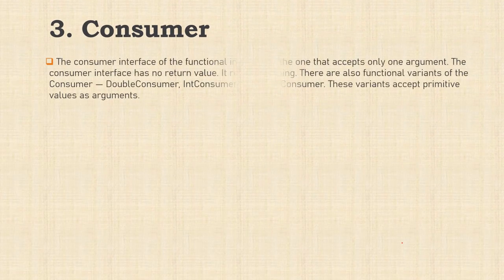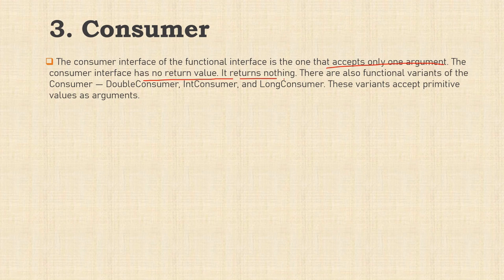So third will be Consumer. We'll try to understand what the Consumer interface is. The Consumer interface of the functional interfaces is one that accepts only one argument, and the Consumer interface has no return value. So there is no return value for Consumer. This is very important, so try to understand: it takes only one argument and returns nothing.